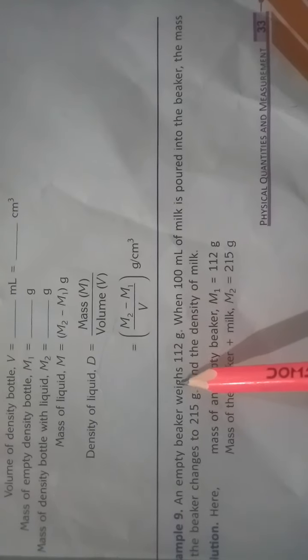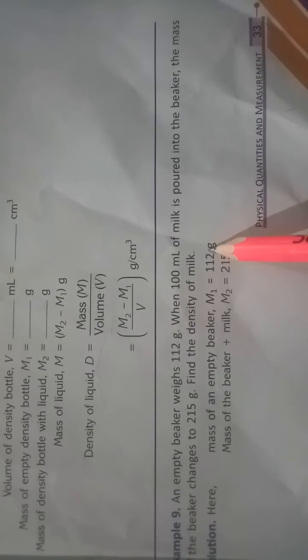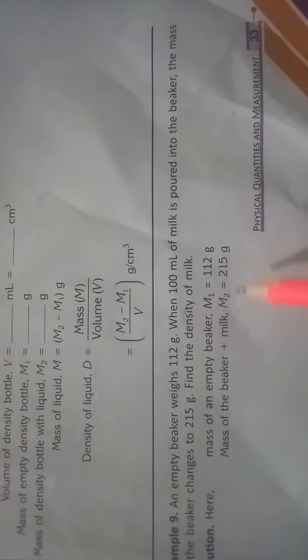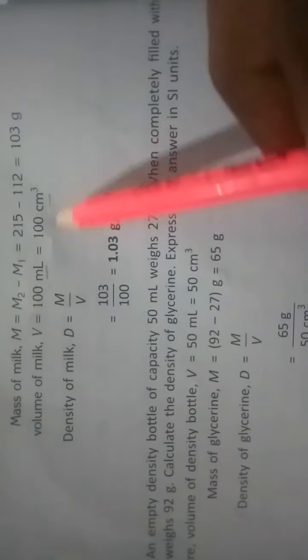to 215 gram. So the mass of the empty beaker is 112 gram, that is m1. Then the mass of the beaker plus milk is m2, that is equal to 215 gram. So mass of milk m equals m2 minus m1 equals 215 minus 112 equals 103 gram. And the volume of milk they are giving is 100 milliliter. As we know that 1 milliliter equals 1 centimeter cube, so 100 milliliter equals 100 centimeter cube. And the formula is density equals mass per unit volume. So mass is 103 and volume is 100, divided, it will be 1.03 gram per centimeter cube.